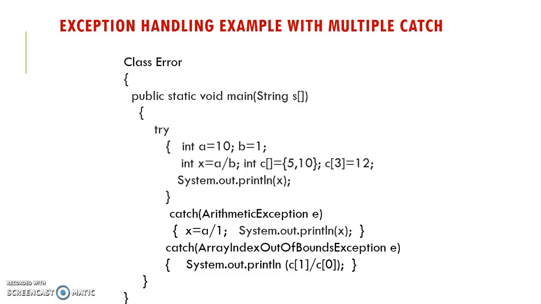We can also use multiple catch statements. Here is an example where we have two types of exception. One is divide by 0, and the second type of exception here is an ArrayIndexOutOfBoundsException. We have an array with only two elements, and in this statement we are trying to refer to index 3, which is beyond the array size. Once it comes to this line, it throws an ArrayIndexOutOfBoundsException and it comes here and is handled here. So we can have multiple catch statements for a single try.